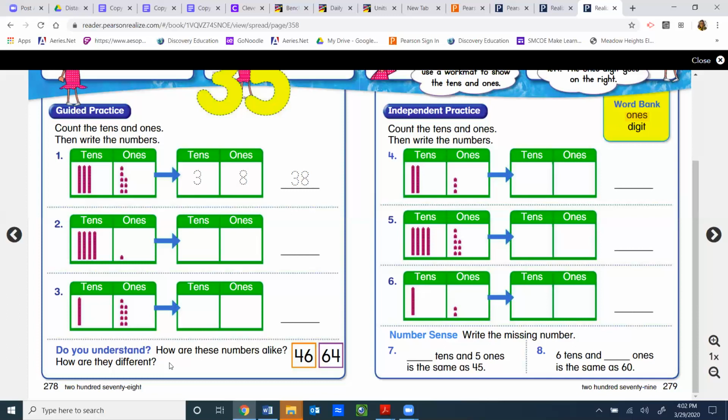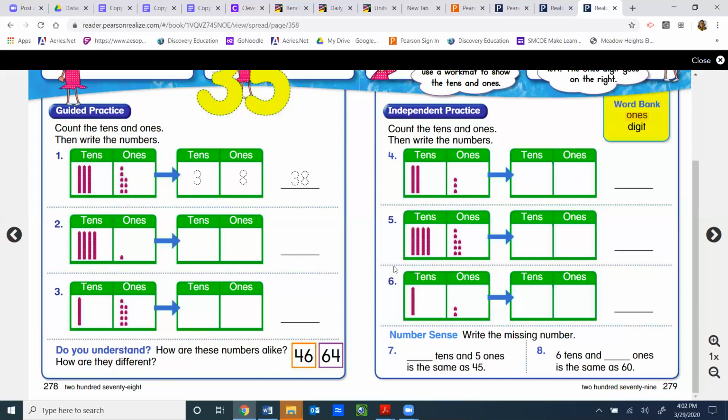Let's go down to the "Do you understand?" How are these numbers alike? 46, 64, and how are they different? You do not have to write this answer out. You can just talk this out with a stuffy, a pet, or a human at your house. You want to write it out? Awesome. Let's go to number 4.